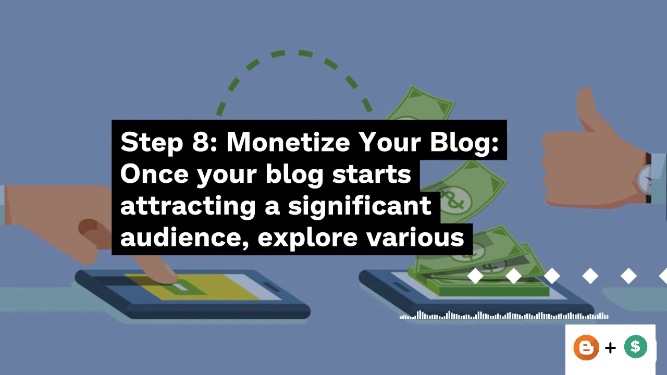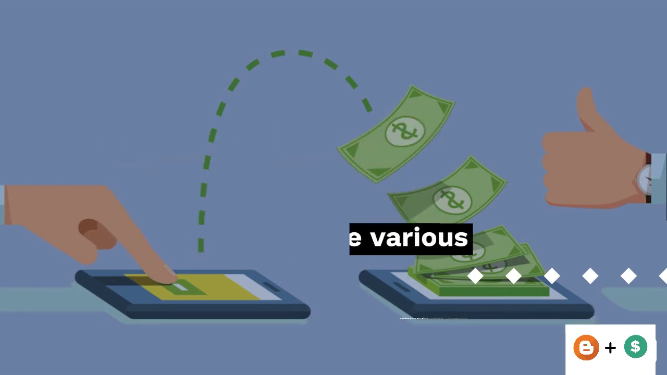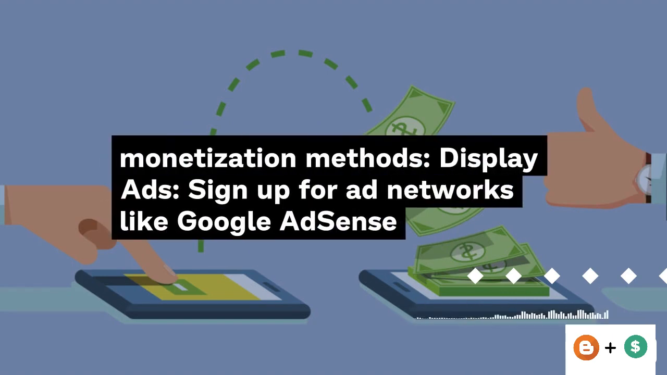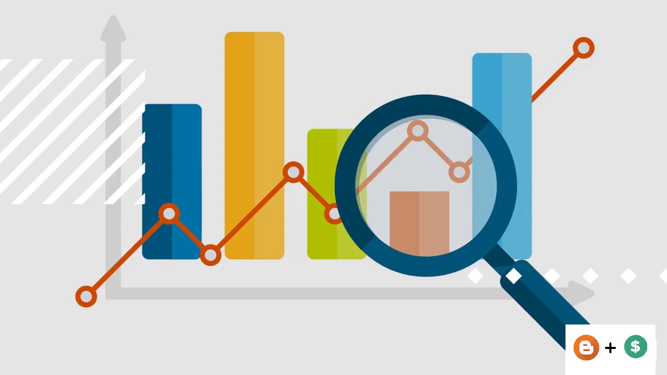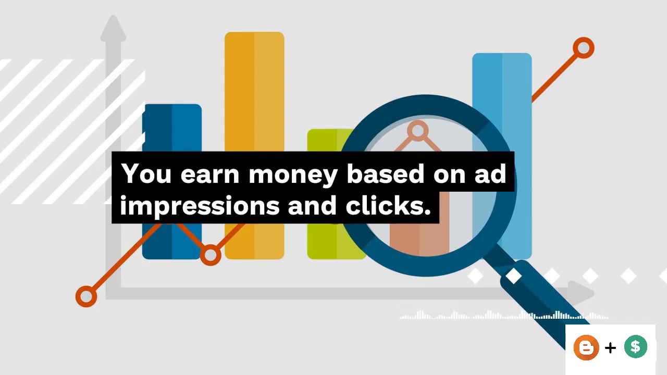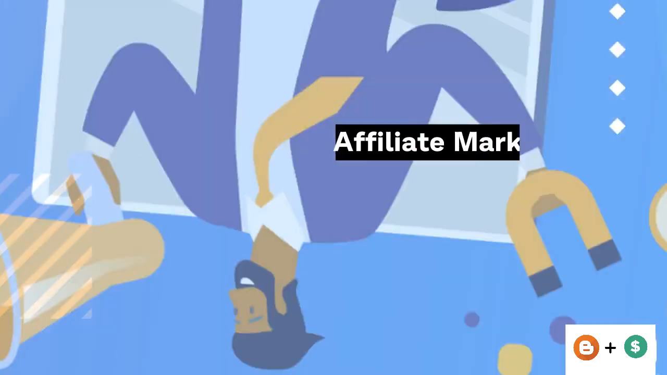Step 8. Monetize your blog. Once your blog starts attracting a significant audience, explore monetization methods. Display ads. Sign up for ad networks like Google AdSense, and display ads on your blog. You earn money based on ad impressions and clicks.